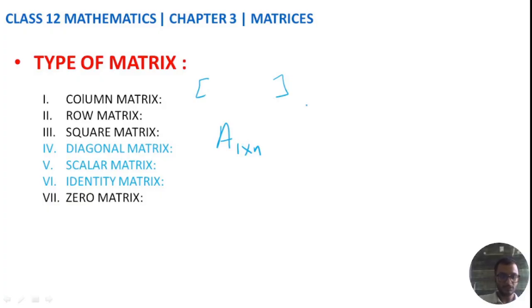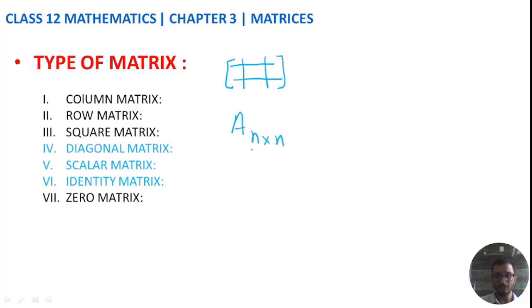Okay, so next is square matrix. A square matrix should be something like this, where the number of rows and number of columns are the same, that is A is of type n cross n. Then it is called a square matrix. The next three types of matrices are involved only for square matrices, so that's why I have written them in a different color.